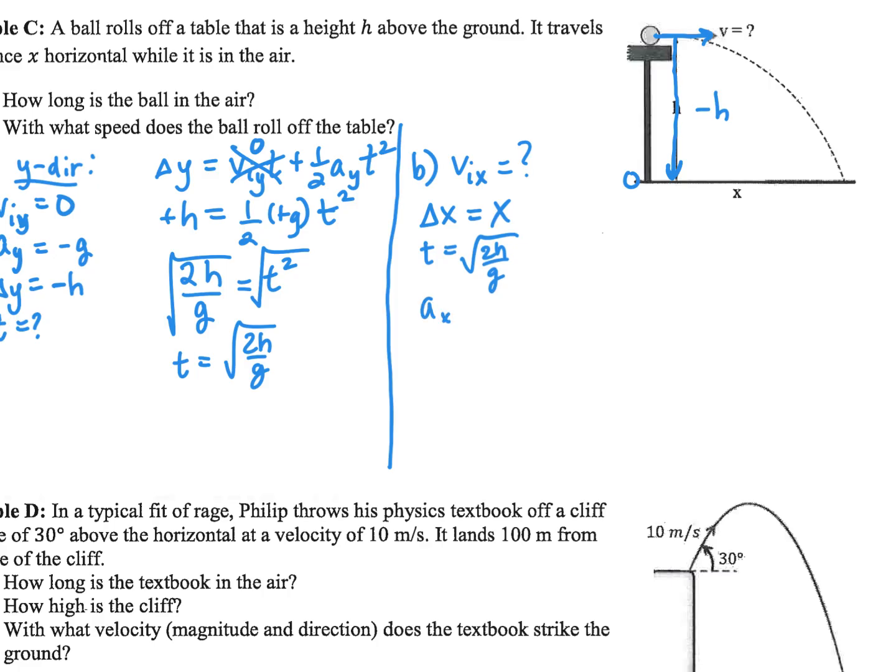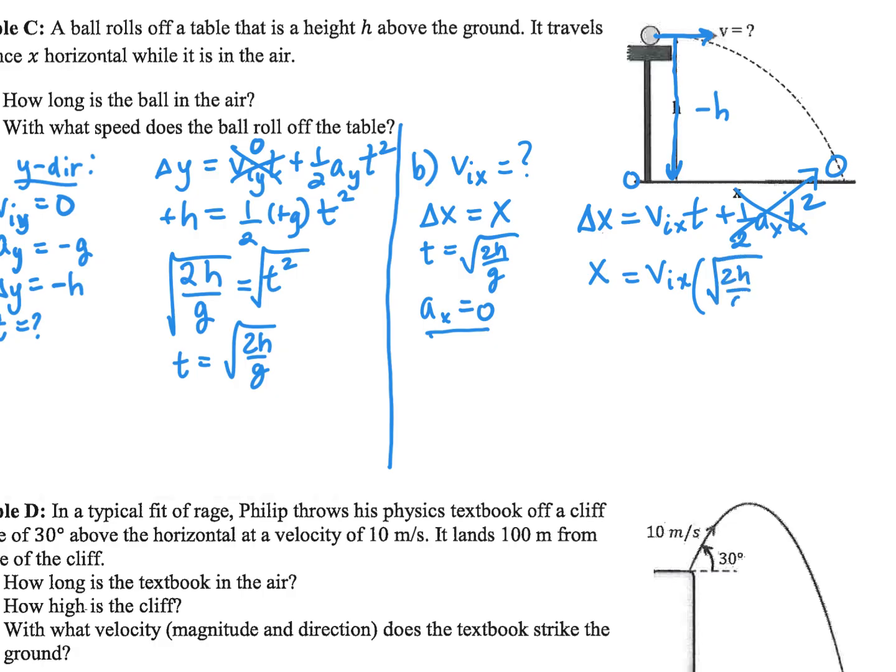And what about a sub x? Yep, it's 0. So delta x equals v initial in the x direction times t plus 1/2 a t squared. But what can we mark out here? This goes to 0, doesn't it? And guys, on the test, you either need to indicate here that it's 0 or mark it off here and show that it is 0, okay? So all we have to do to figure out, we know this is x, isn't it? Positive. We don't know v initial in the x direction, but we do know t is root 2h over g.